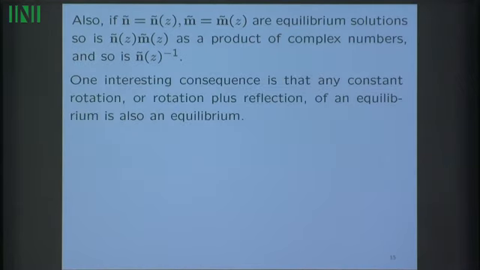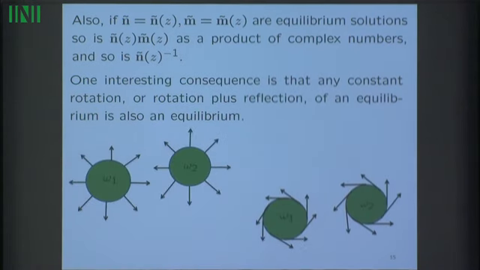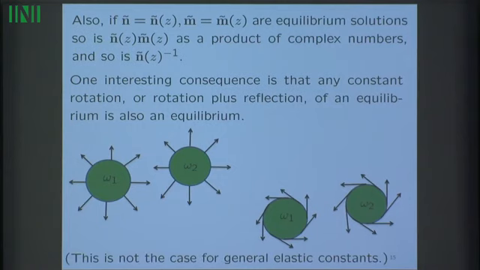So one interesting consequence of that is that any constant rotation or a rotation plus reflection of an equilibrium is also an equilibrium. So if we had, for example, some equilibrium solution which satisfied these boundary conditions, then we just rotate it through an angle pi, and then the boundary conditions change to this, and you just rotate whatever the field is here, and you get an equilibrium solution for this. So that's kind of interesting. That's not the case for general elastic constants. It's not true.